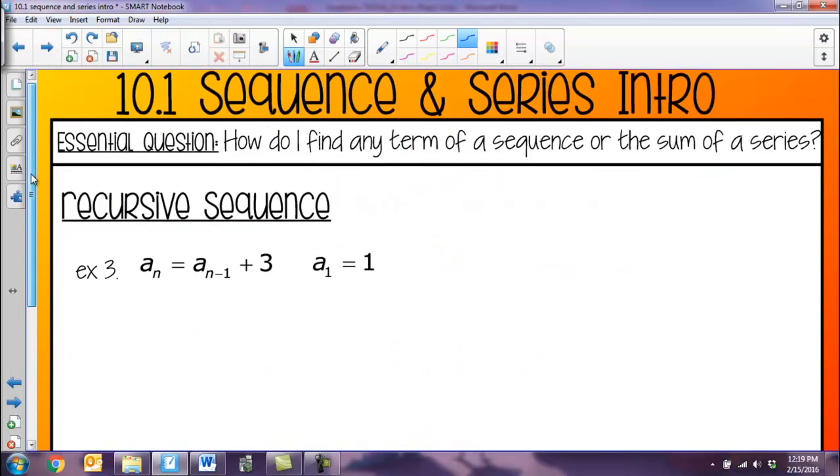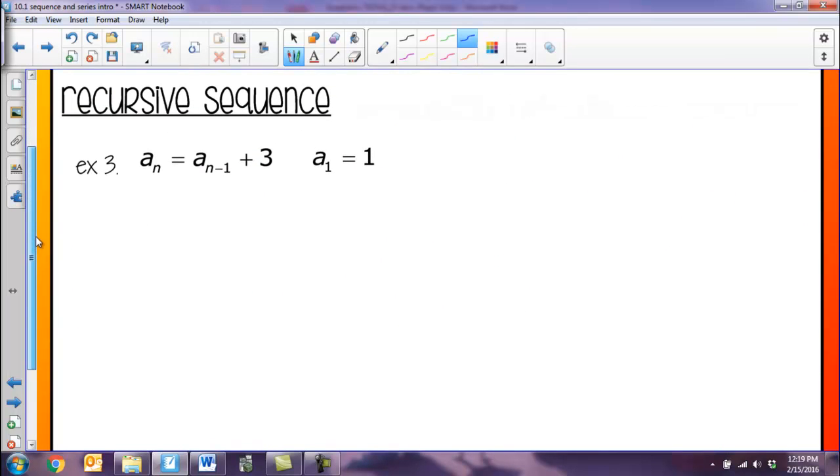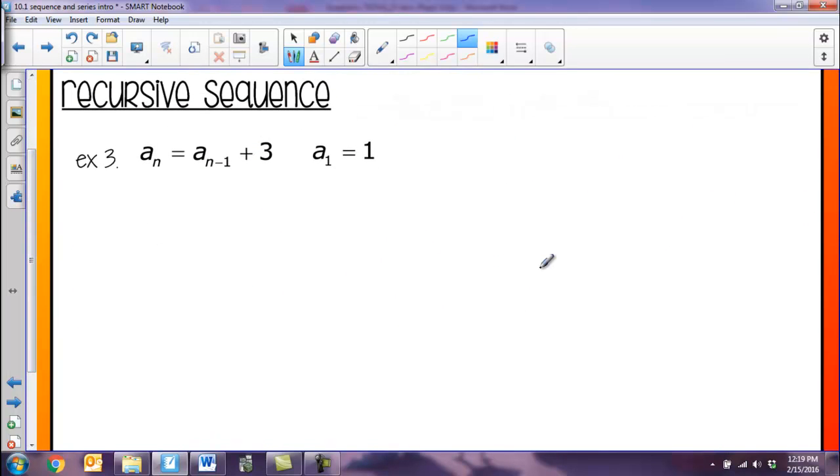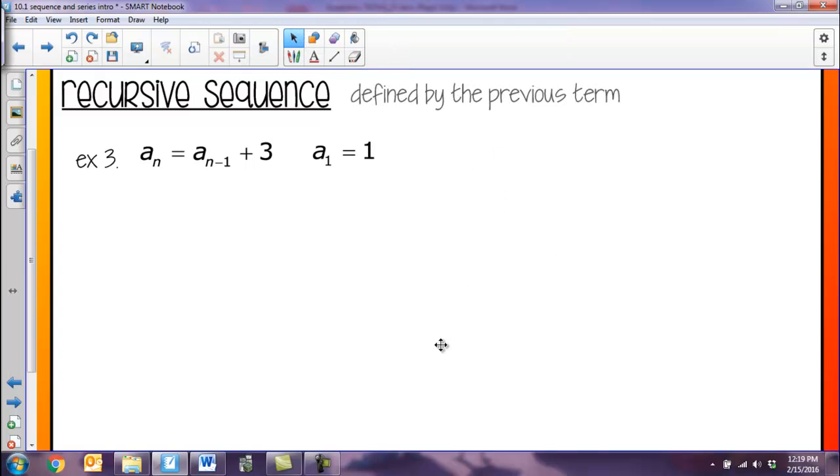Okay, the next type of sequence you're going to see is called a recursive sequence. The way we defined the sequences before, that was a direct formula, so I could figure out any term. A recursive sequence is a sequence that's defined by the previous term. So if I'm talking about anything recursively, I have to know something about the term in front of it. So this is an example of a recursive sequence.